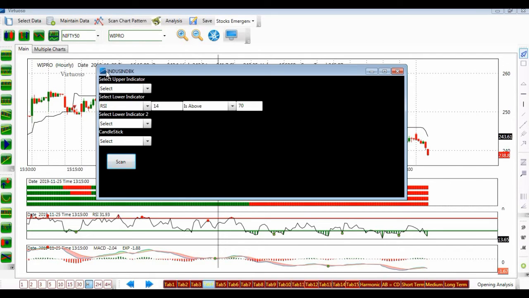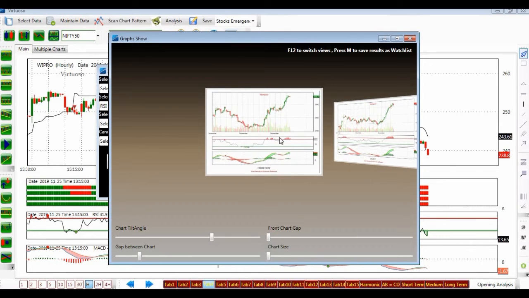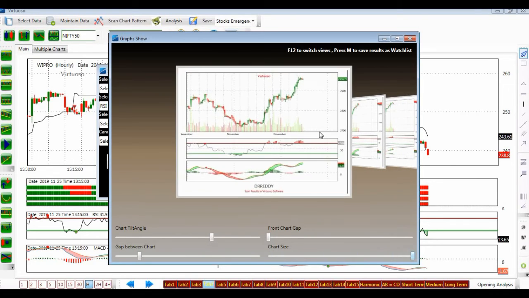So this is now scanning. You could see the stocks names here. Okay, so can you see here? Now the RSI. Let's make the size bigger. Right, so this is RSI. Here it's 70, crossing 70. This is the 70 line.